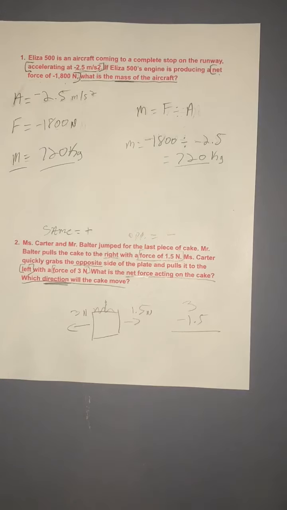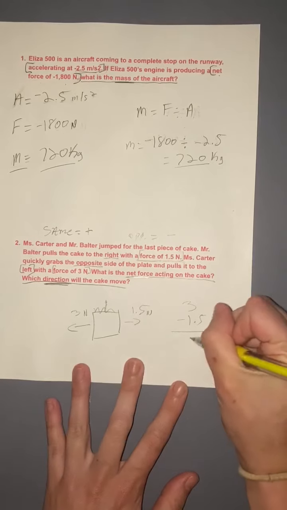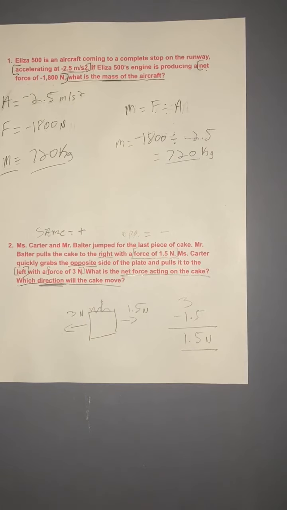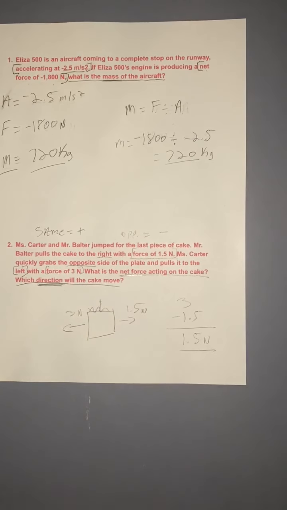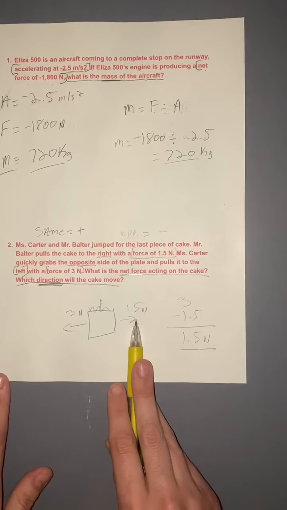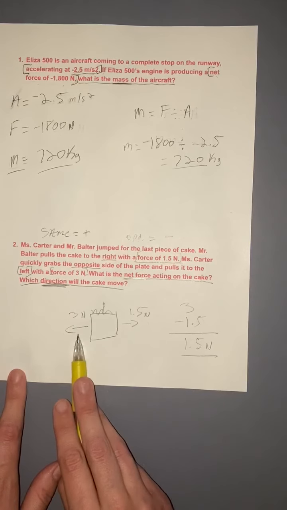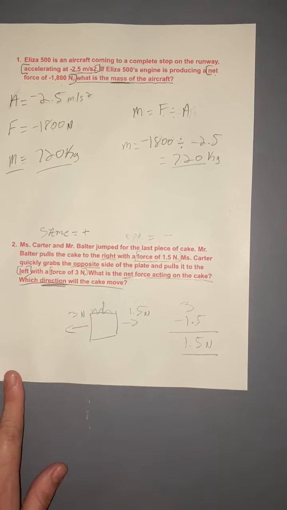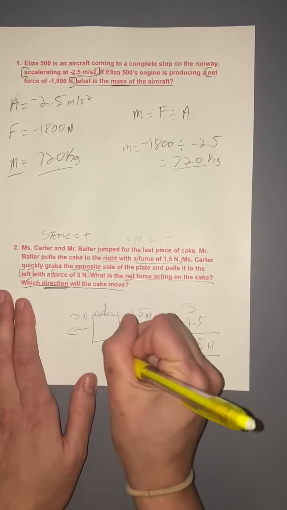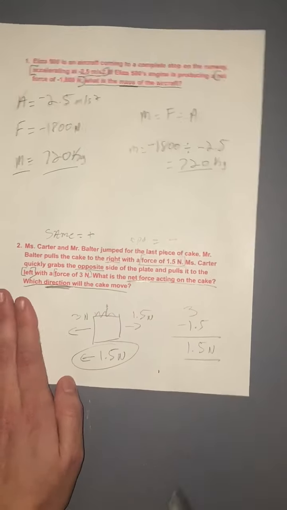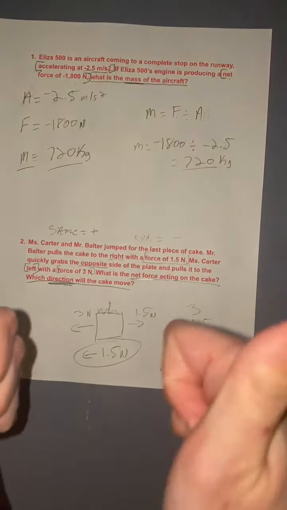Don't think we need a calculator for this one. 3 minus 1 gets us 2. 2 minus 0.5 gets us 1.5 newtons. So we've determined the net force acting on the cake, but which direction will the cake move? Well, which direction applied the most force? Mr. Balter with 1.5 newtons or Miss Carter with 3 newtons? Looks like Miss Carter is going to eat that cake because it is moving to the left with a net force of 1.5 newtons. We did it, y'all.